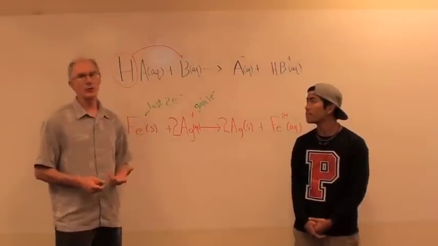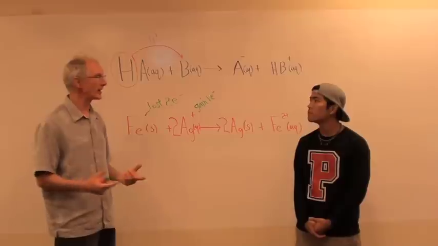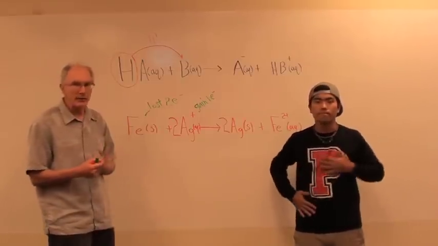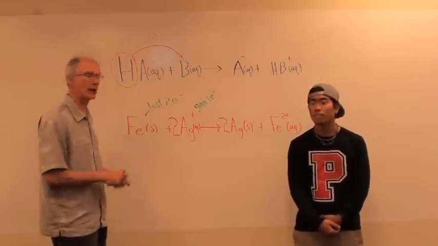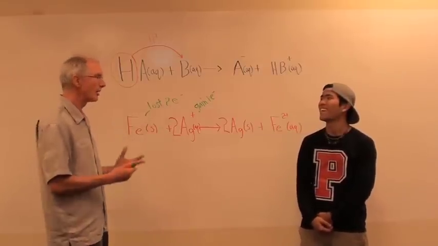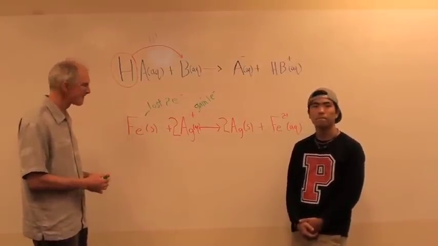Redox chemistry is actually really important. Metabolism is all redox chemistry. Batteries are all redox chemistry. Corrosion is redox chemistry. Combustion reactions, redox chemistry. It's all over the place. So it's a really important class of reactions.